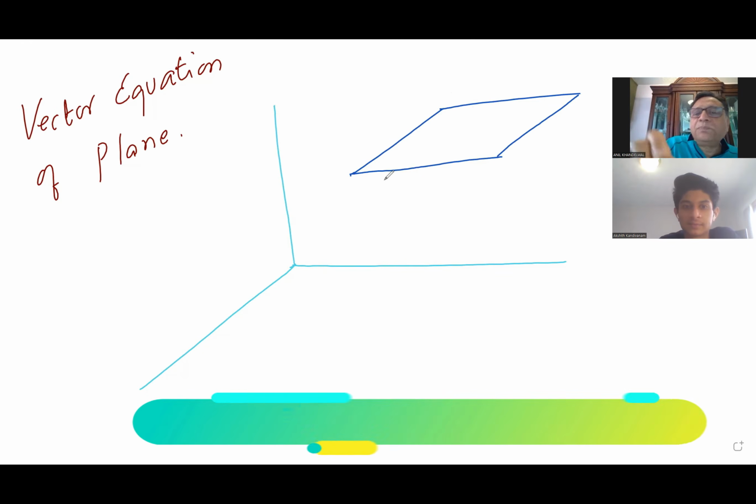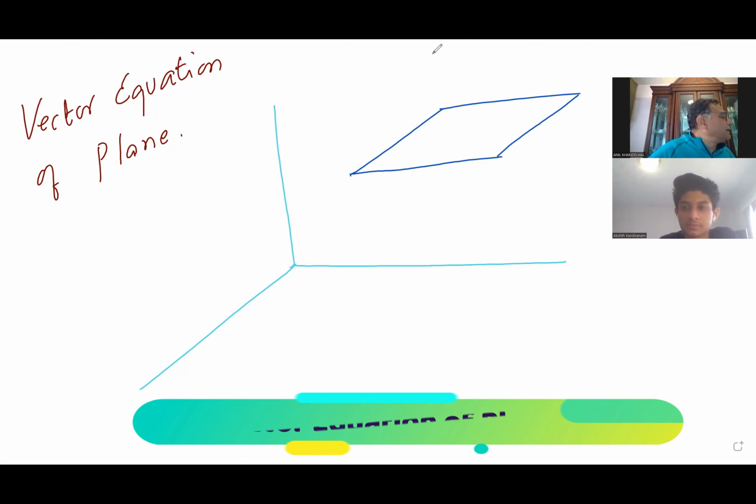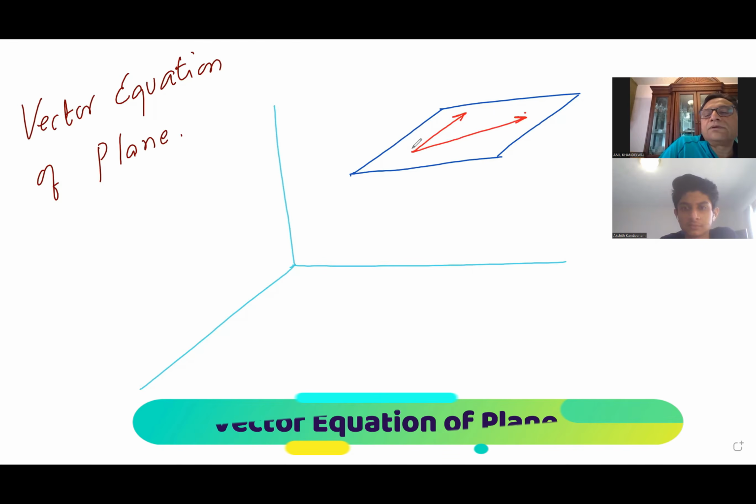Now, this plane could be defined, as I said, in many different ways. We could have a point and a line, or we could have two lines. So let's consider two lines. This is one line, and that is the other line. Is it okay? Yes, sir. These two lines, let's say they have a common point here. Then any point on this particular plane can be found by having a linear combination of these two lines.